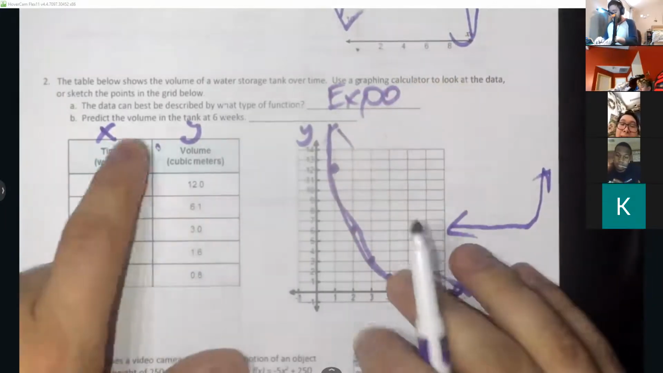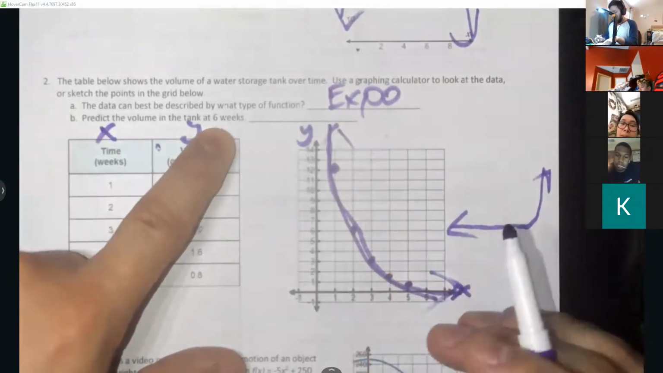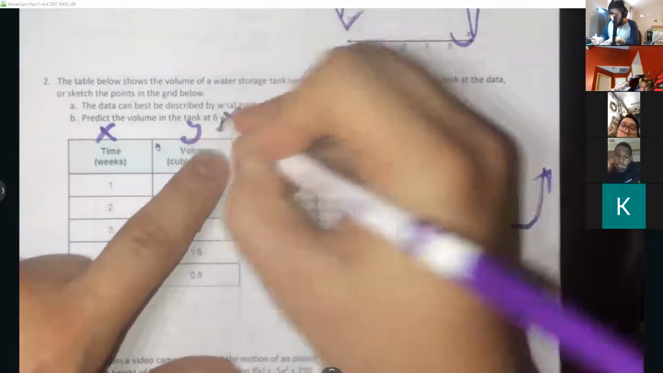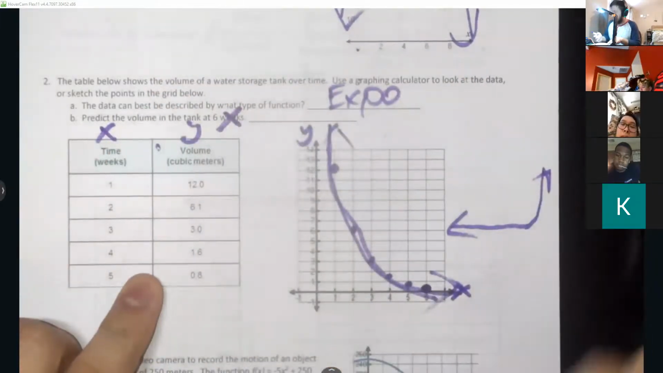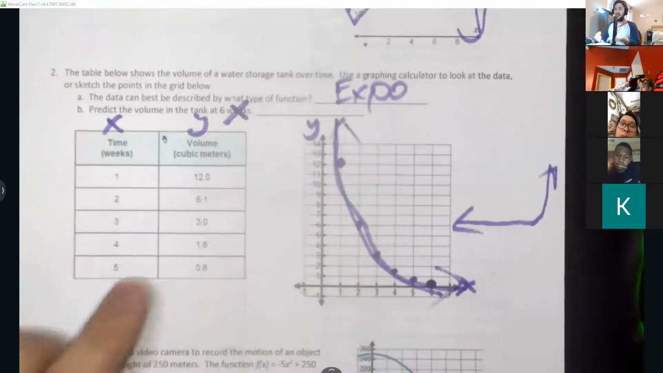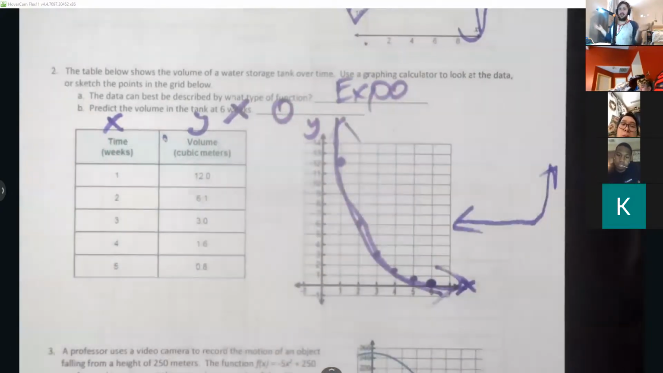But if we were to make a prediction, predict the volume of the tank at 6 weeks. Okay, 6 weeks is the X, right? X was weeks. So we go to 6 weeks right here. What's the Y value that's there, using our little model that I just drew right there? What do you think? I think it's 0 or something. It'd be pretty close to 0. Remember, exponentials don't quite hit 0, right? It's got that asymptote, but it'd be really close to 0. So I would say 0. Okay, it's close enough, right?